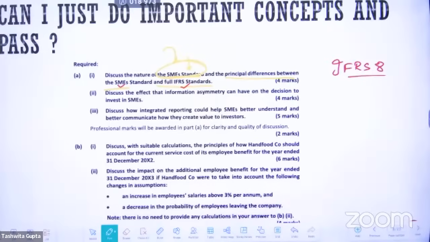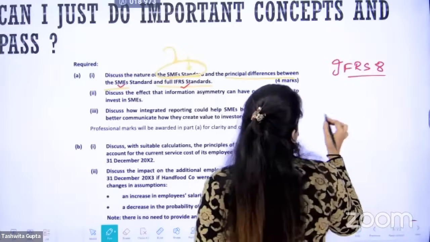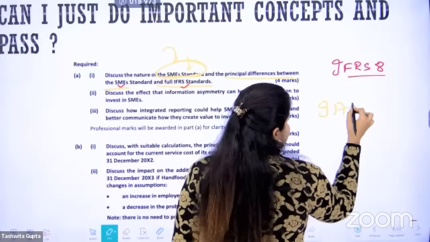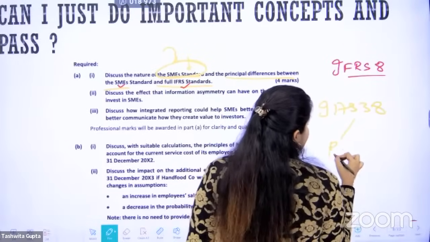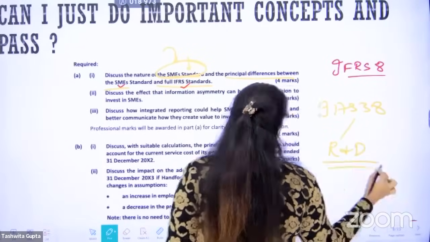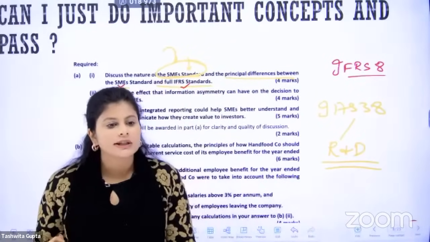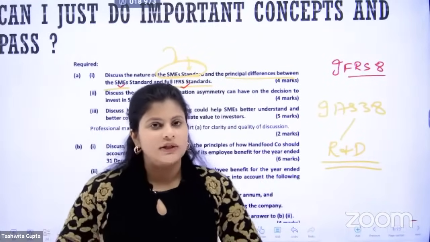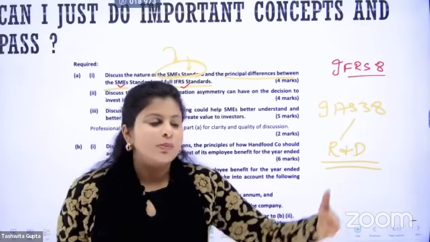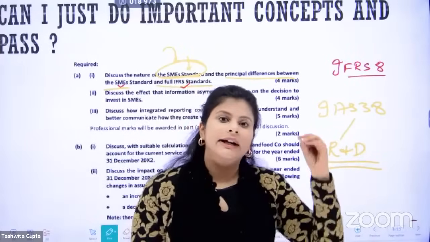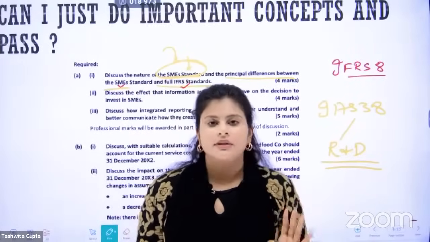Development cost. For them, everything is expense. For SMEs, they don't apply IAS 38, research and development. They are expensing everything. They're not capitalizing development cost. So that's very simple for them. They're not supposed to apply the criteria and identify what is development and what is research.